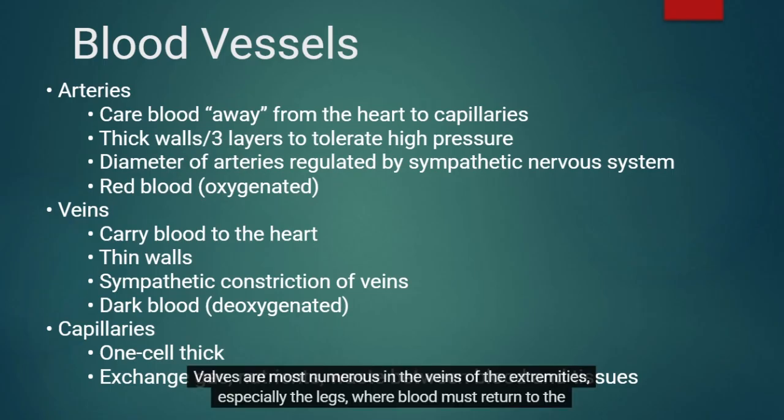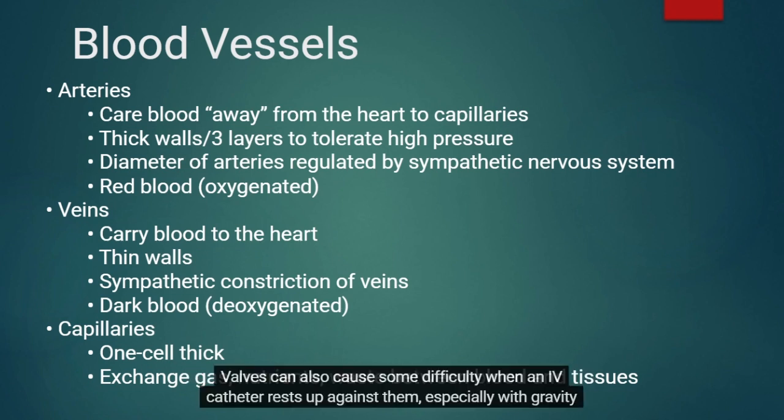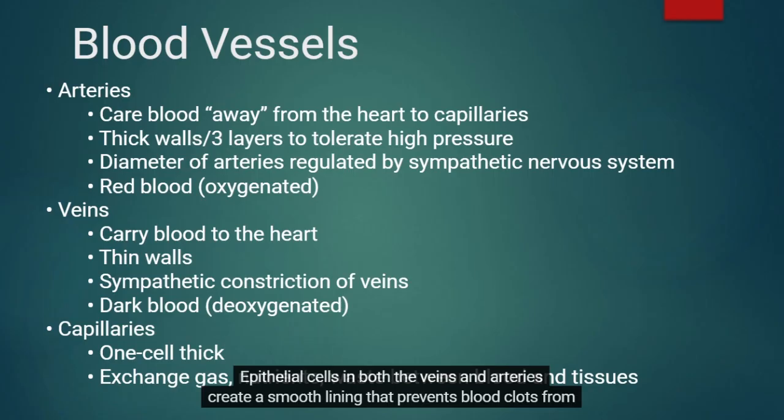Valves are most numerous in the veins of the extremities, especially the legs, where blood must return to the heart against the force of gravity. Valves can also cause some difficulty when an IV catheter rests up against them, especially with gravity drips. Epithelial cells in both the veins and arteries create a smooth lining that prevents blood clots from forming.